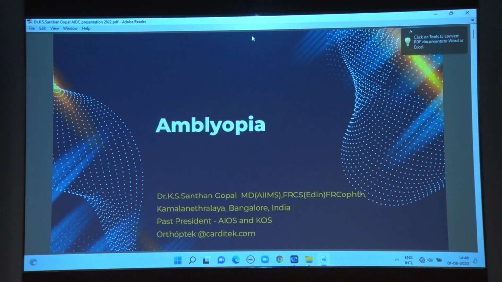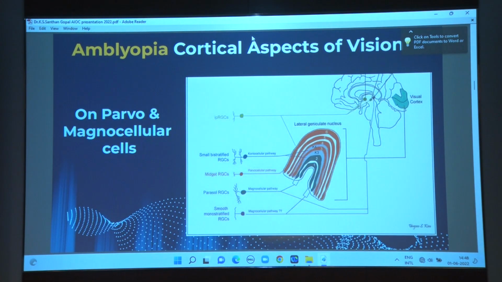Where is that page down? I can't see. I have a problem with presbyopia also, which I thought I never had. Page down. No, it is not working. Next. Oh, it's not working. So it's not my fault. Oh, it has gone somewhere else. Go to the second.